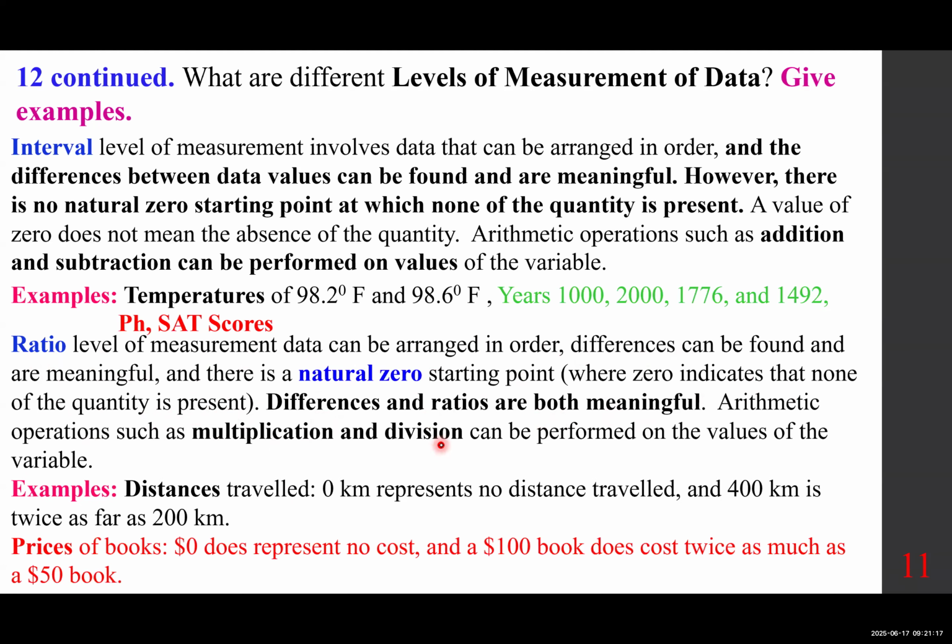Examples. Distance traveled, 0 kilometers represents no distance traveled, and 400 kilometers is twice as far as 200 kilometers. Prices of books, $0 does represent no cost, and a $100 book does cost twice as much as a $50 book.